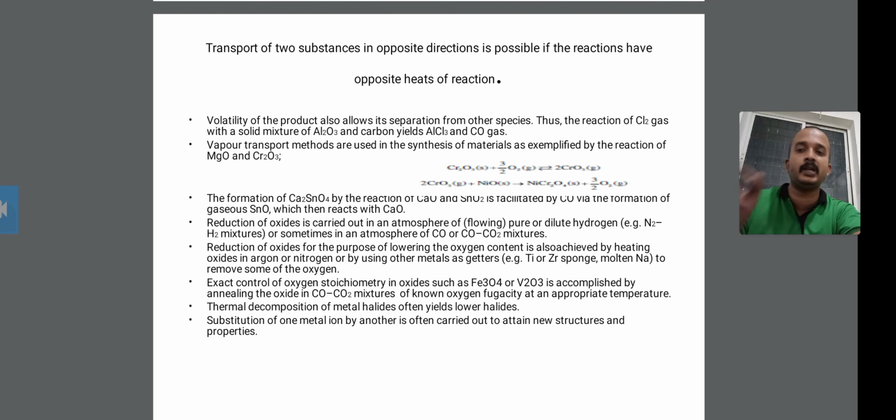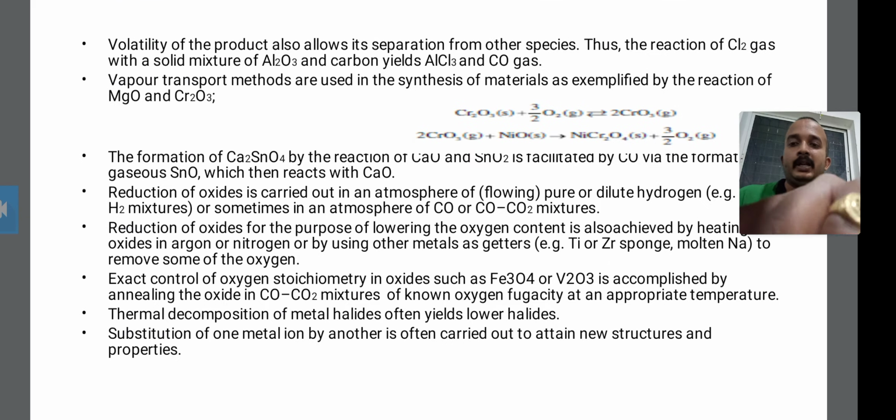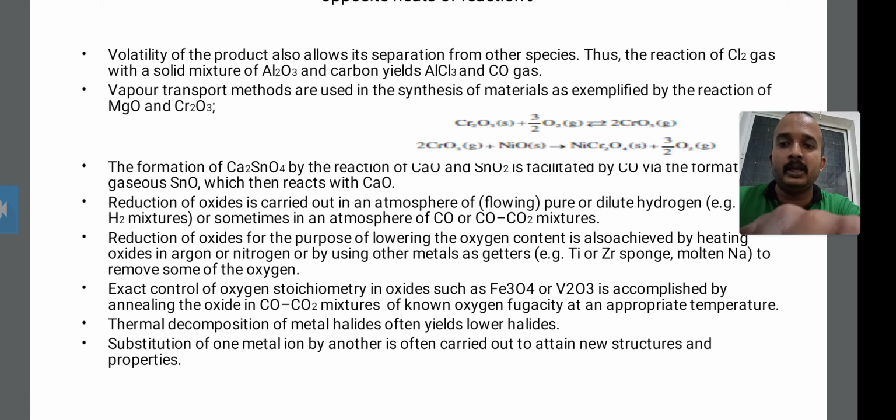Okay, then next, the vapor transport method is used in the synthesis of materials, as exemplified by the reaction of magnesium oxide and Cr2O3. In the vapor transport method, the vapor contains some chemical or volatile component. That volatile component is transported to the other side, and therefore this method is used in the synthesis of materials, exemplified by the reaction of magnesium oxide and Cr2O3.